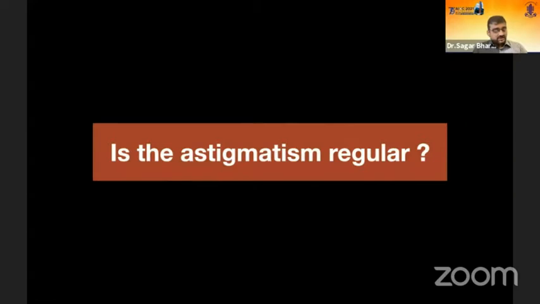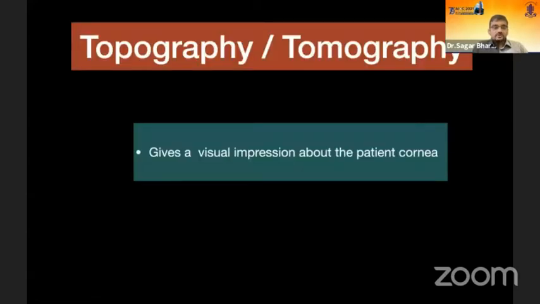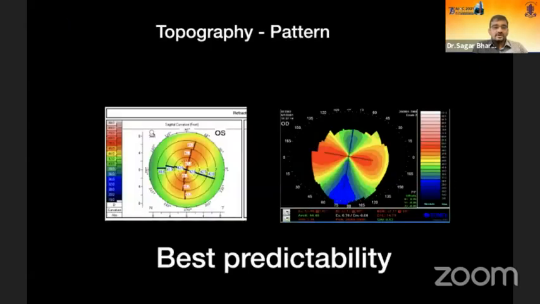Now, the next question that we need to answer is whether the astigmatism is regular. The best way to know this is by doing a corneal topography, because it gives you an impression of the patient's cornea and tells you whether the astigmatism is regular or irregular.